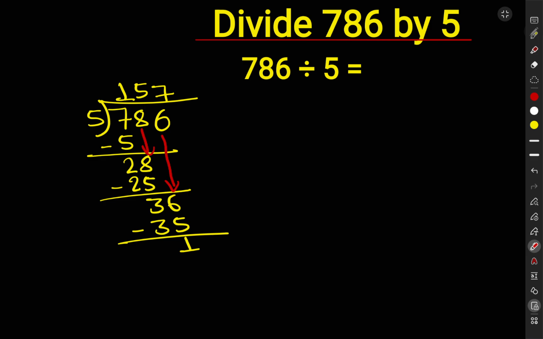So now we have no other number to put down. So we put a decimal here so that we can put 0. So it is 10 and 5 times 2 is 10. On subtracting we get 0.